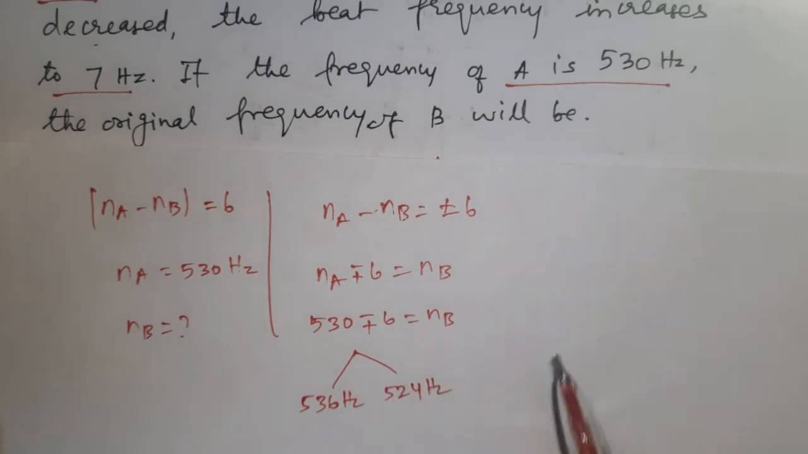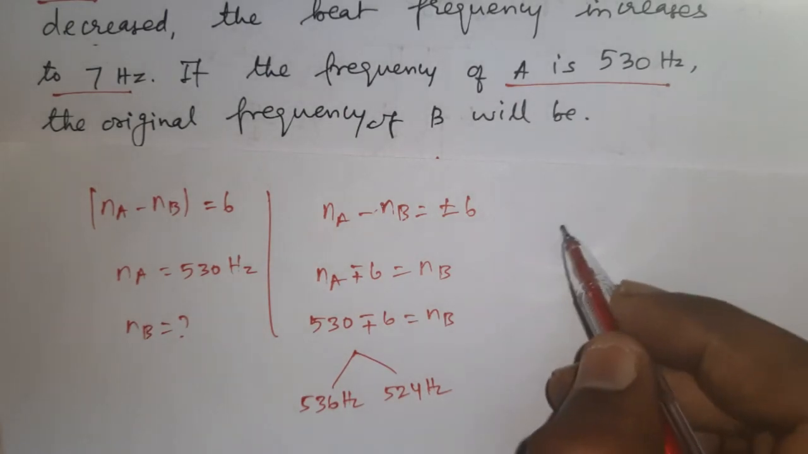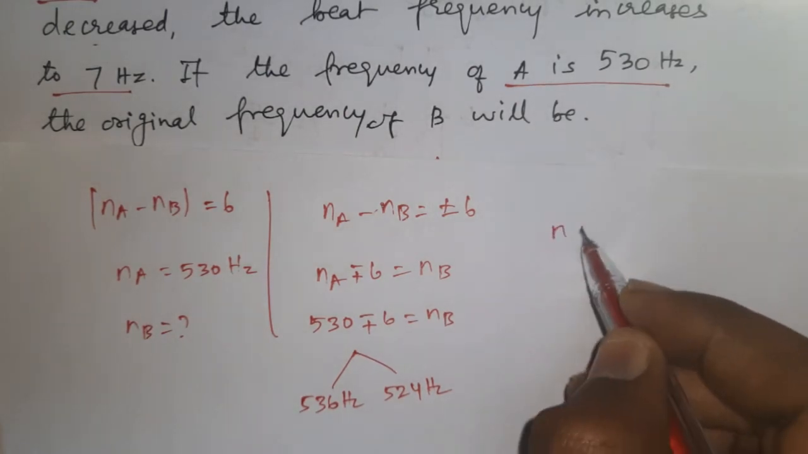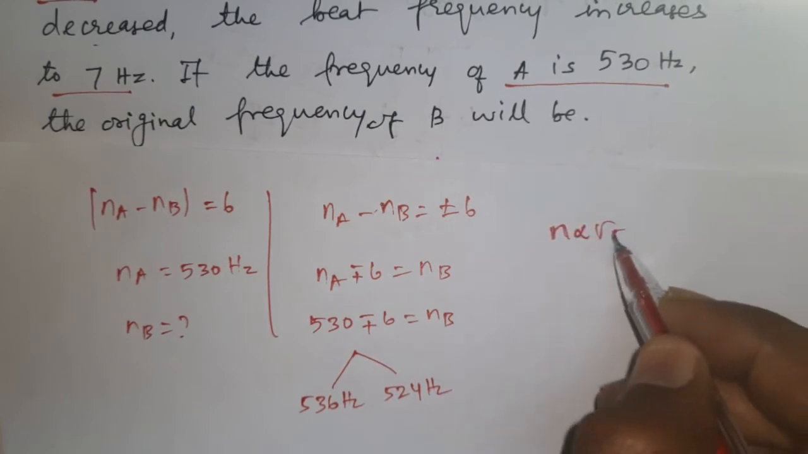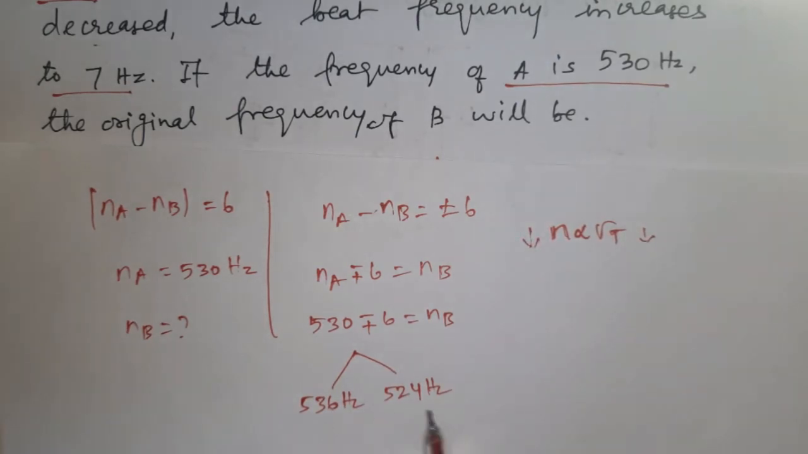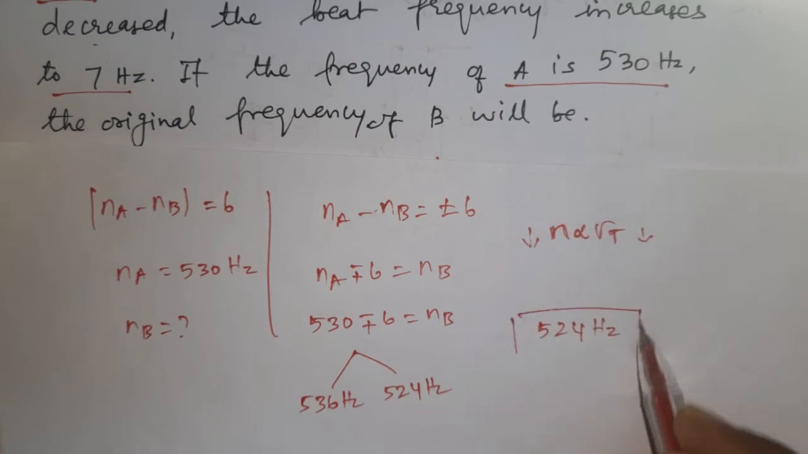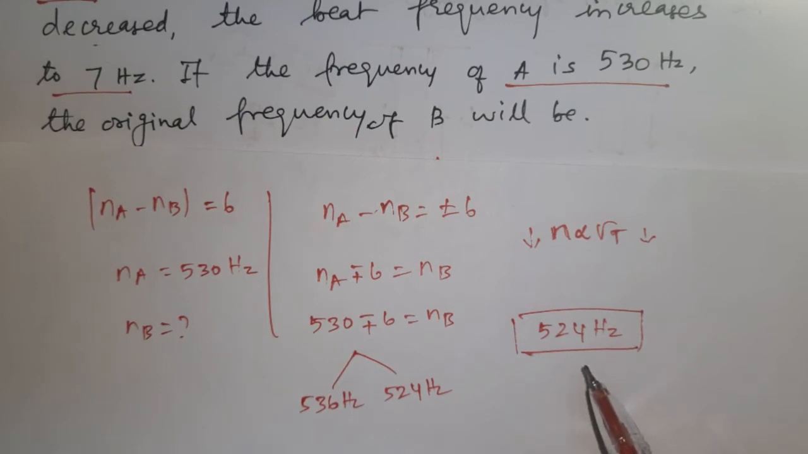In the question itself, it is given that the tension in B is slightly decreased. Frequency is proportional to the square root of the tension. When the tension is decreased, frequency is also going to be decreased. So the decreased frequency is 524 Hz. So this is the answer for the 128th question. 524 Hz is the original frequency of B.